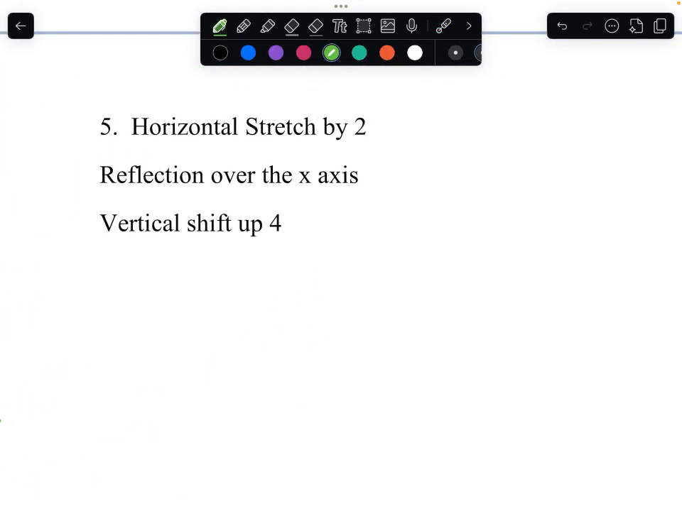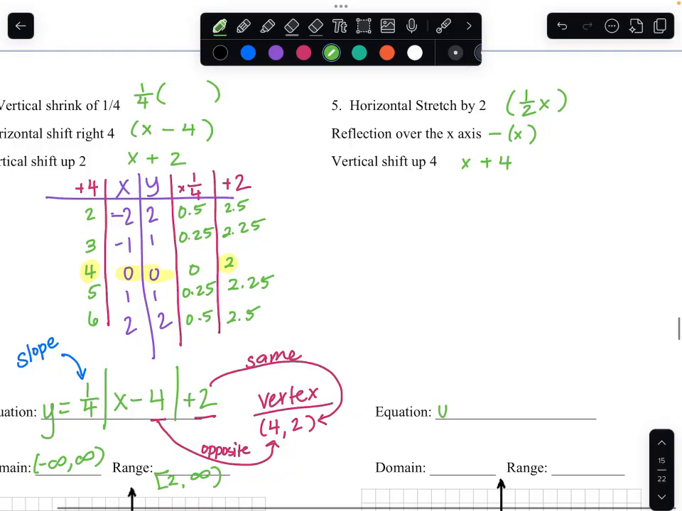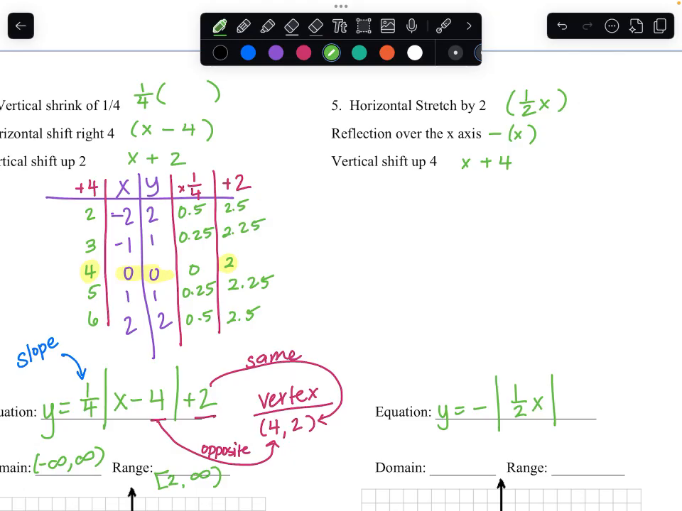So for 5, we have a horizontal stretch by 2, so this would be 1/2 because it's inside and opposite. Then we have a reflection over the x-axis, and then finally a vertical shift up 4. And so our equation is going to be y equals negative absolute value 1/2 x absolute value plus 4.